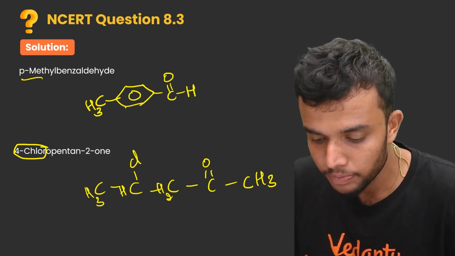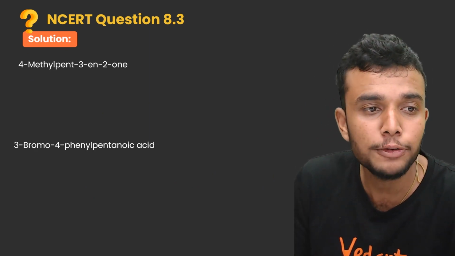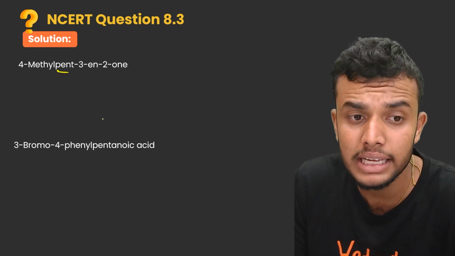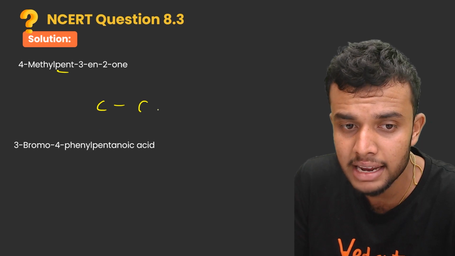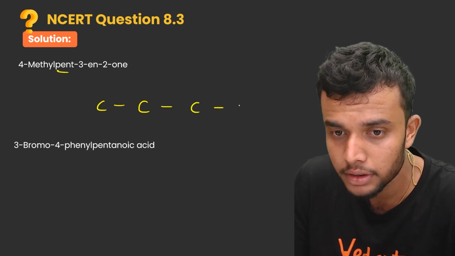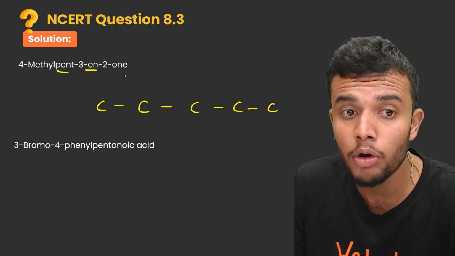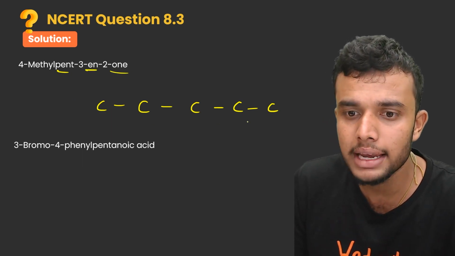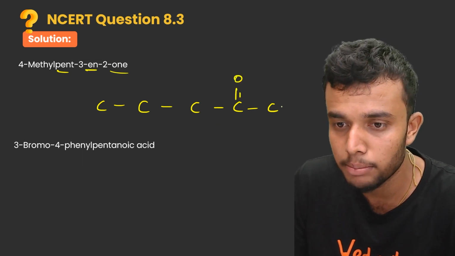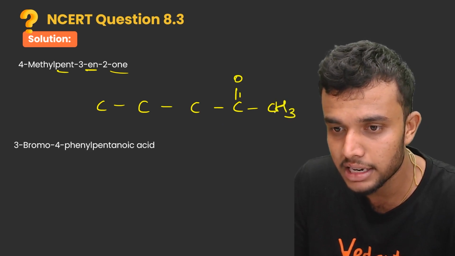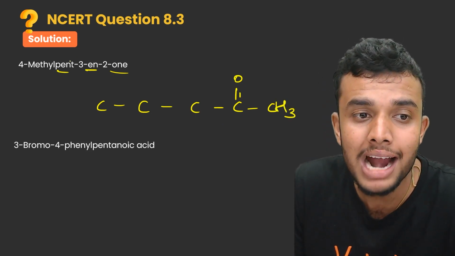Next compound is 4-methylpent. Pent is nothing but the same, it's 5. Pentane is nothing but 5 carbon. But here 2 groups are there. One is a double bond, another one is C double bond ONE, which is nothing but a keto group. That's why here C double bond O, here CH3. Clear? Next, move on to the third position.